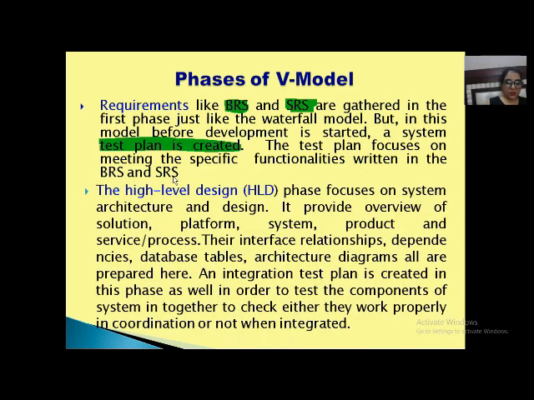Now our phase 2, that is the high level design. Once you have the BRS and SRS ready and the test plan of the requirements phase ready in parallel, only then can you go for the high level design, which is also your architecture design. This phase focuses on the system architecture and design. That is, the complete system is designed here. It provides an overview of the solution.